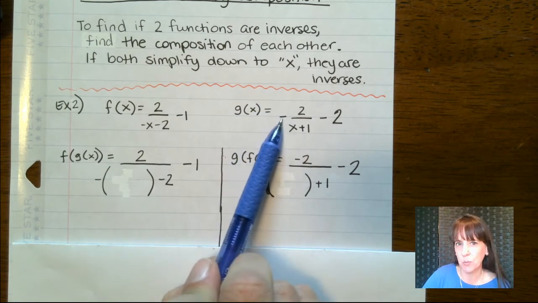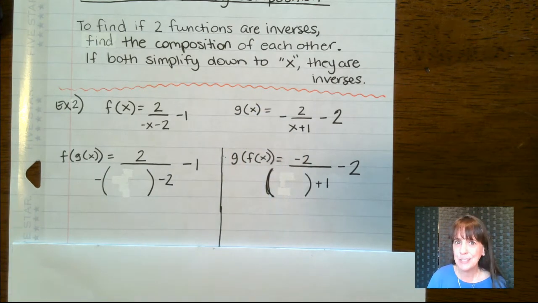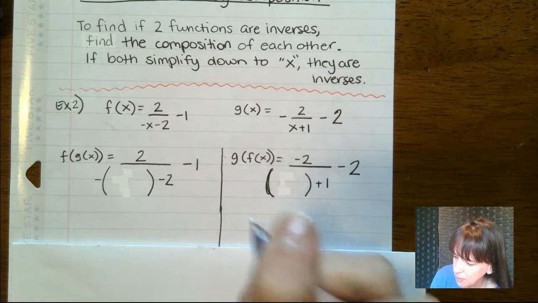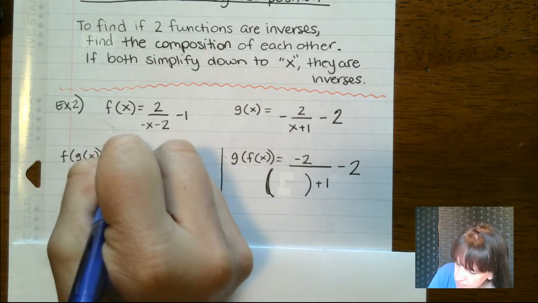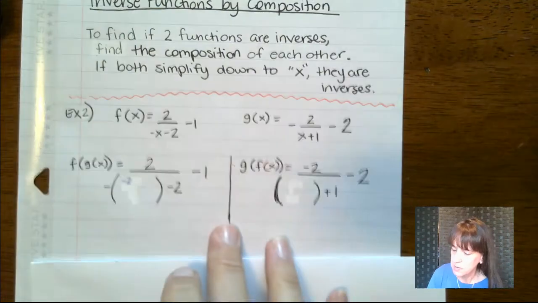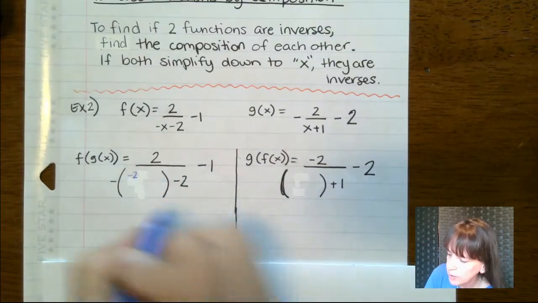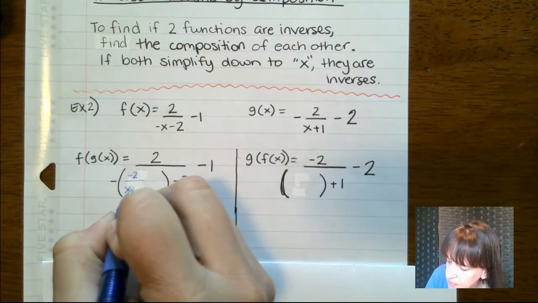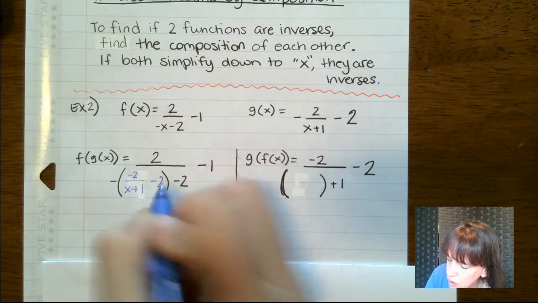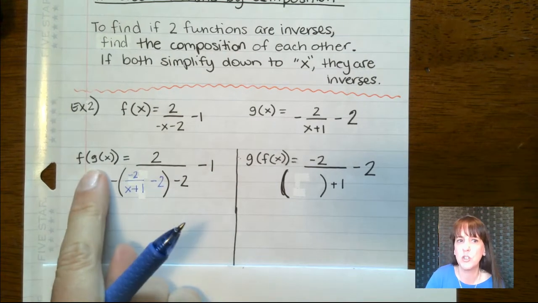Notice that negative is right in the middle of the fraction. Personally, I like to attach my negative to a number so I don't lose it. In fact, I didn't even see the negative when I was practicing this problem earlier, and I got confused as to why I got the wrong answer. So it's a good idea to attach it to a number. So when I rewrite this, I'm going to say -2 over x plus 1 minus 2. Okay, so I filled that in with g of x.